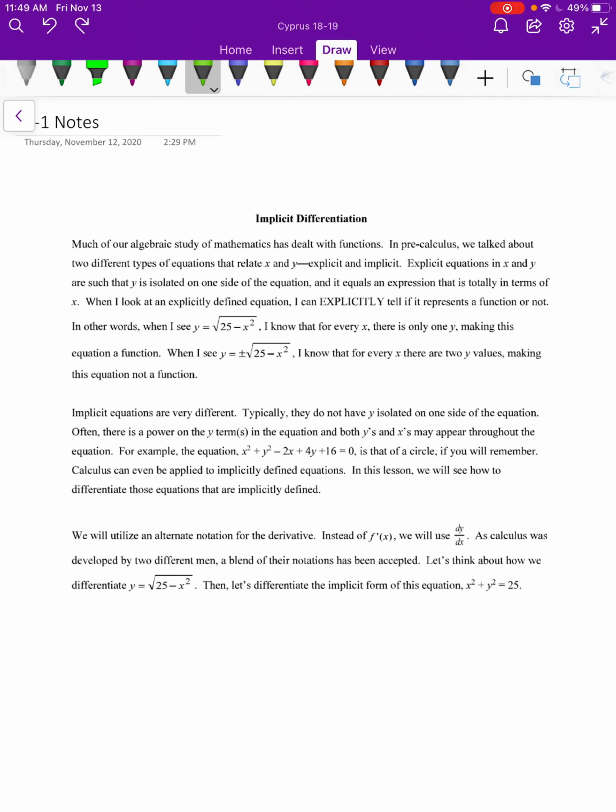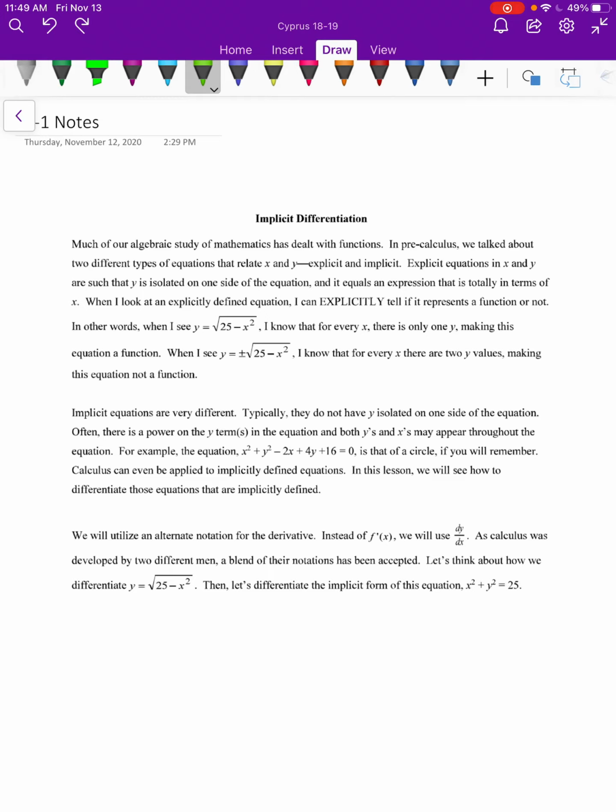Implicit equations are different. Typically, they do not have y isolated on one side of the equation, and it's usually either impossible or very difficult to isolate y, which is why it's not isolated by itself. Often there is a power on the y term in the equation, and both y's and x's might appear throughout the whole equation. So for example, x squared plus y squared minus 2x plus 4y plus 16 equals 0 is the equation of a circle. And we'll look at that again in a second.